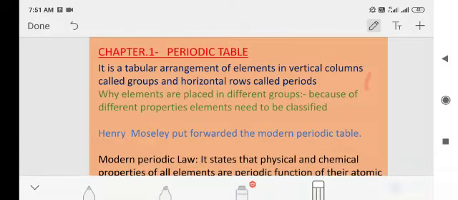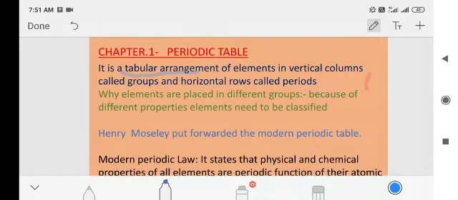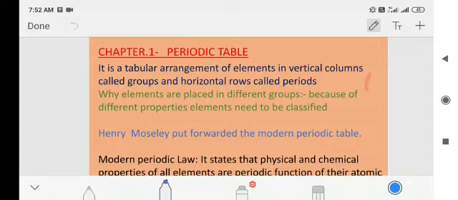So, the periodic table is a tabular arrangement. Tabular means a table-like arrangement in which elements are placed. Where are they placed? In groups. Groups means like this, and they are placed in rows also. Rows means like this. So this is how elements are arranged in a periodic table. This kind of tabular arrangement of elements is called a periodic table. Now let us see why we need to classify elements like this.